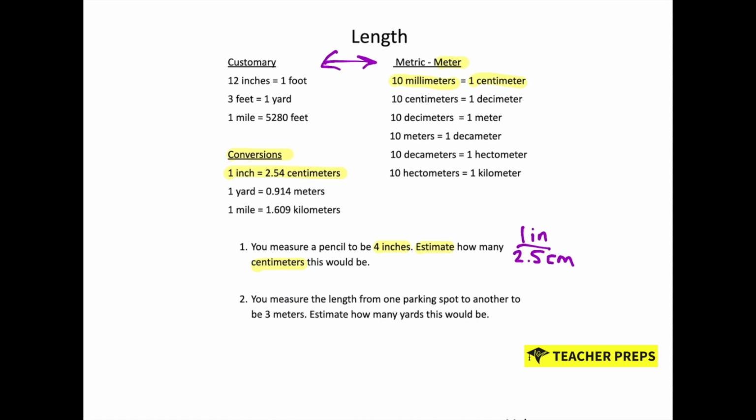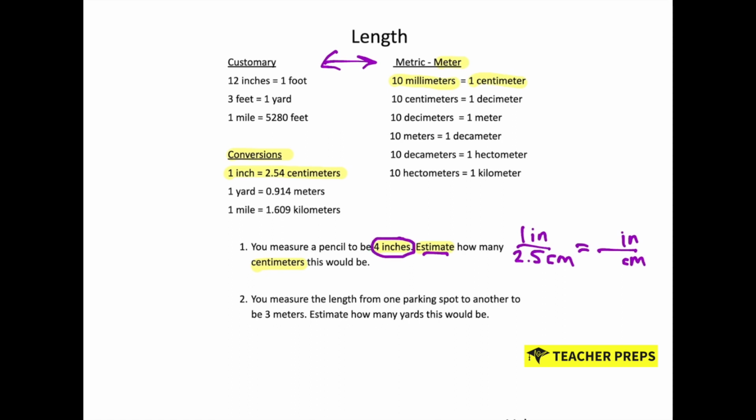The next step is to write the conversion factor as a fraction. Notice that I put 2.5. That's because this question said that we could estimate. So I rounded 2.54 to 2.5. Now we have to set up the other side. Since inches is in the numerator on the left-hand side, it must be the numerator on the right-hand side of my proportion. Since centimeters is in the denominator on the left-hand side, it must be on the right-hand side as well.